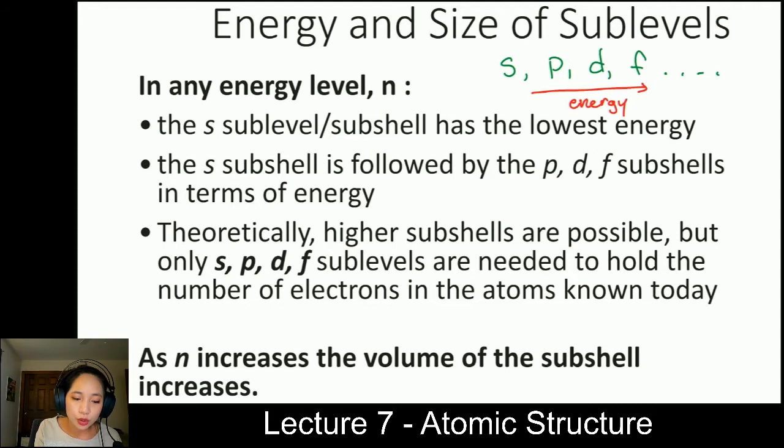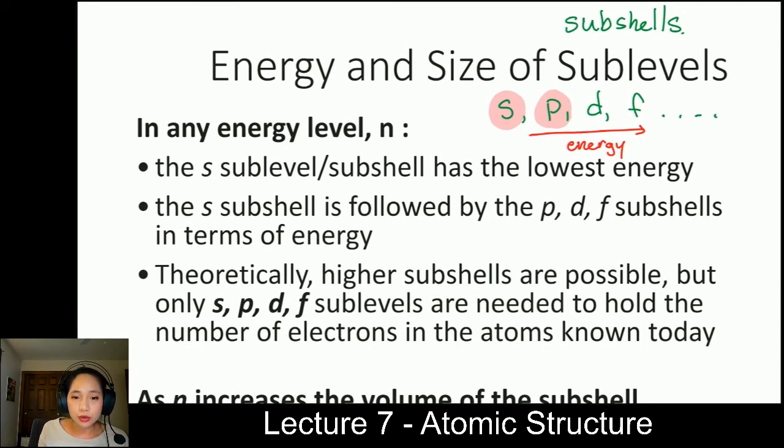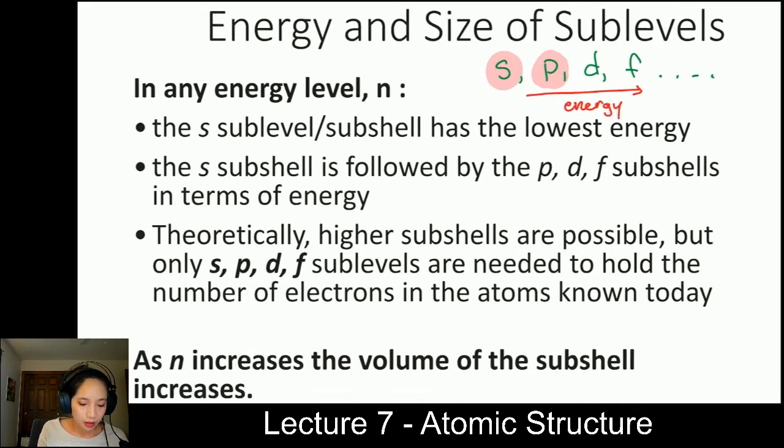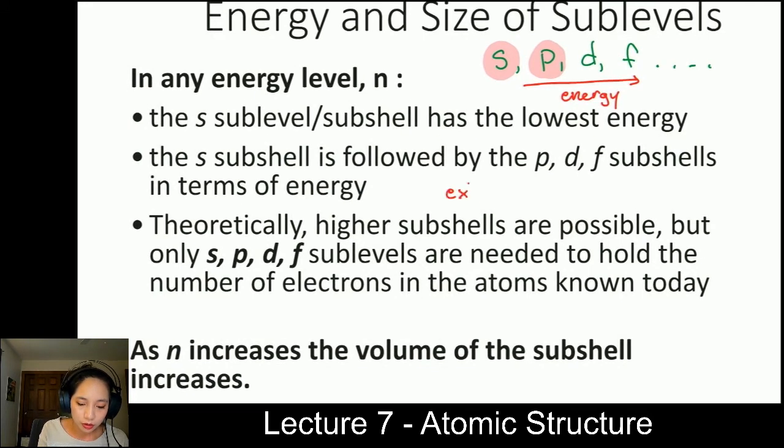But remember, in n equals 2, you can only have s and p subshells. Within n equals 2, the s subshell will have a lower energy than the p subshell. So maybe I can write that. For example, a 2s, so 2 meaning n equals 2 with an s subshell, would have lower energy than the 2p, or an n equals 2 with a p subshell. So s subshell, followed by p, d, f in terms of energy.